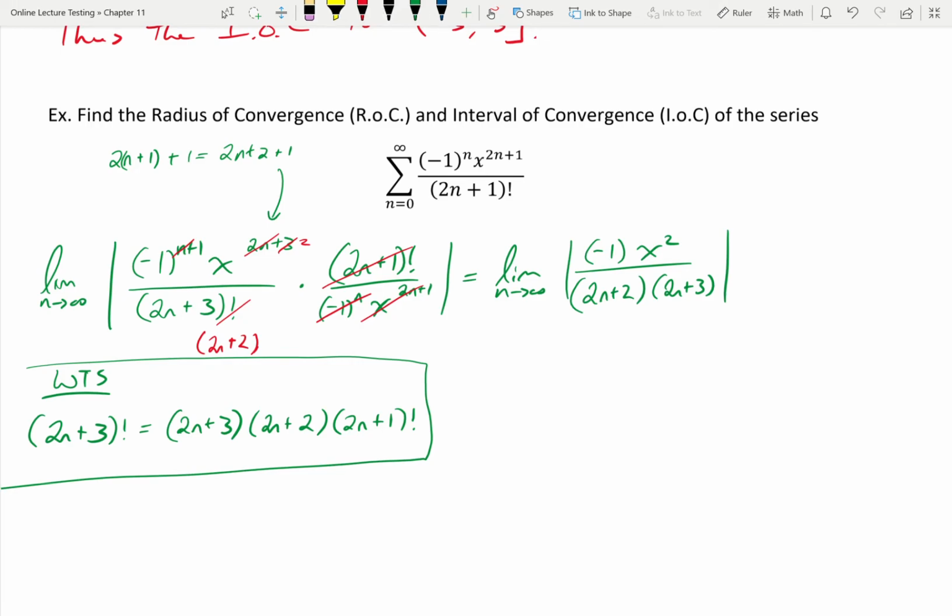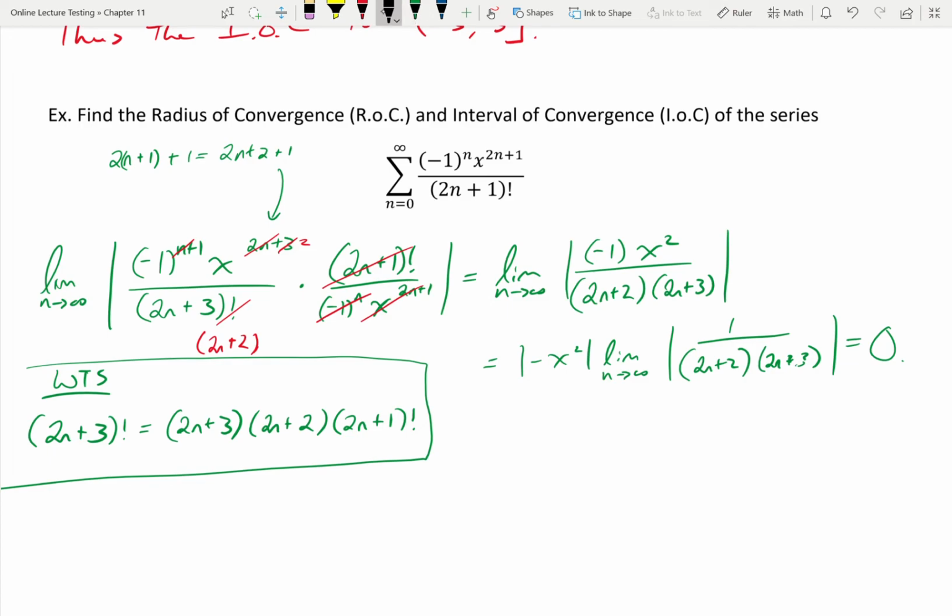That being said, I'm going to bring this out in front. Absolute value of -1 or negative x squared times the limit as n approaches infinity of the absolute value of 1 over 2n plus 2 times 2n plus 3. Well, as n approaches infinity, this goes to 0, which means this whole thing is equal to 0. Well, what the heck does that mean?